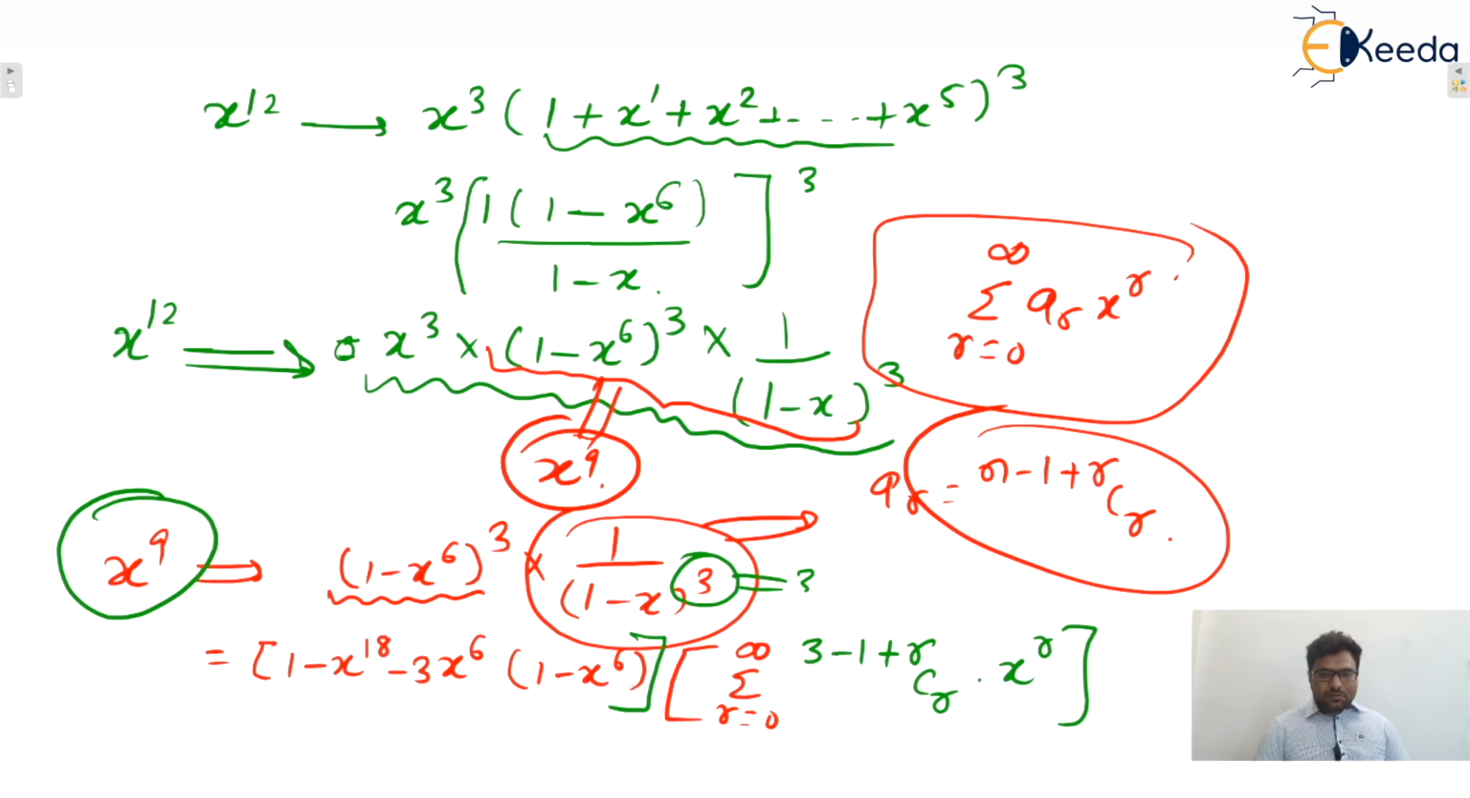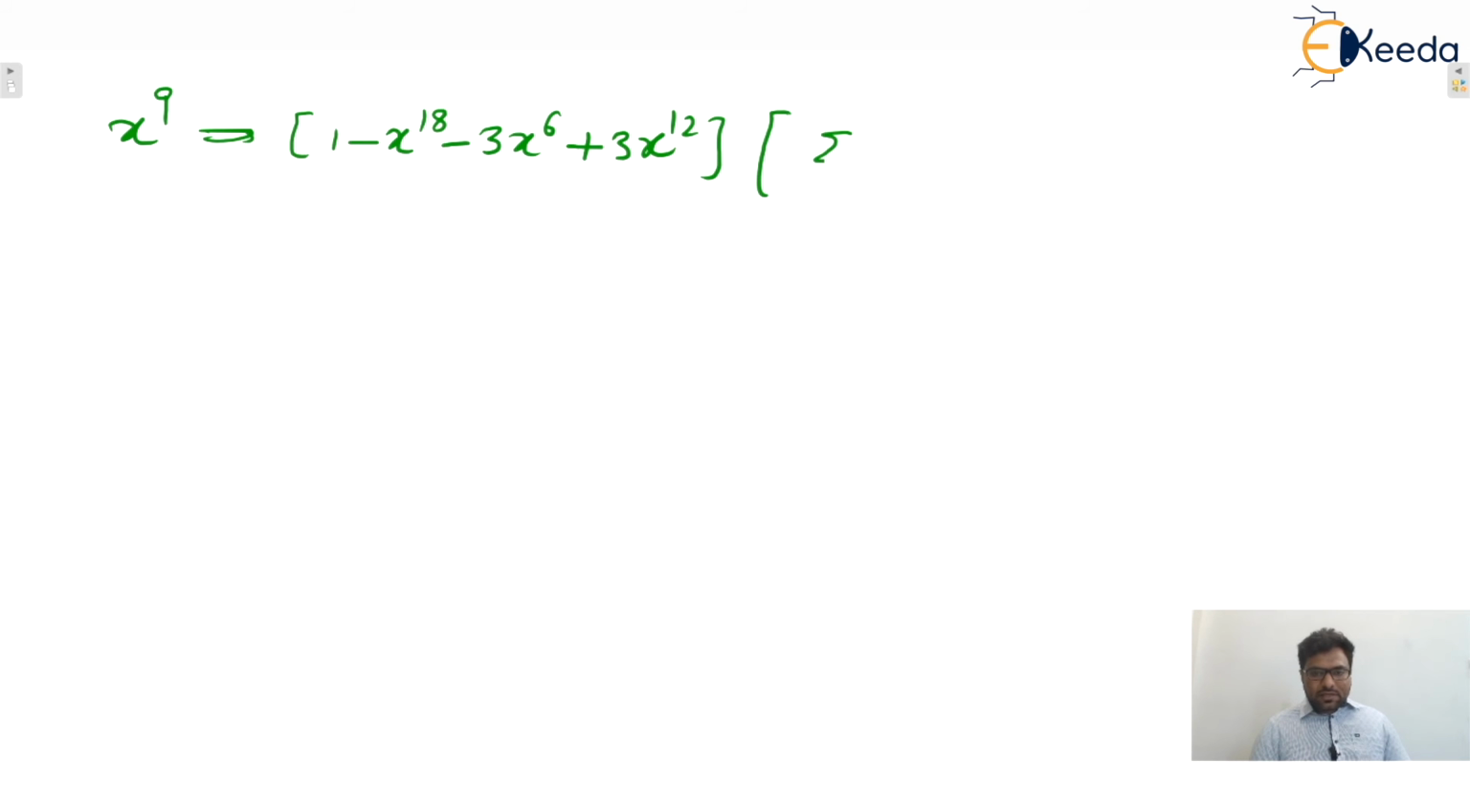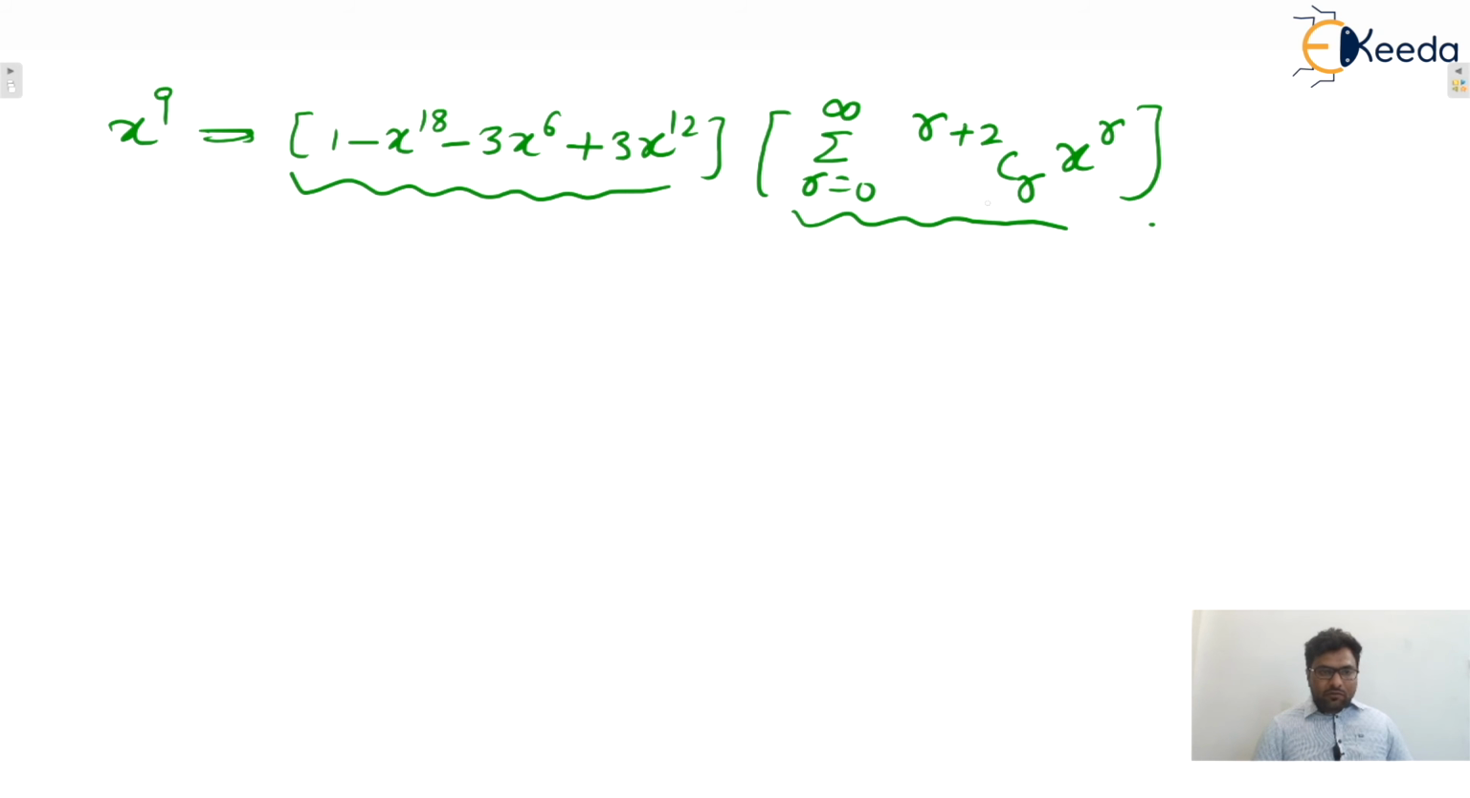So in the next slide, I'm going to write this one. So this one can be written like that. Means we need to find out the coefficient of x power 9 in this expression: 1 minus x raised to power 18 minus 3x power 6 plus 3x power 12 into summation r equals 0 to infinity, that becomes r plus 2 C r. Yes, because n value is 3. Yes or no? Now you only tell me, when these two expressions will be multiplied, when will we get x raised to power 9? You only tell me.